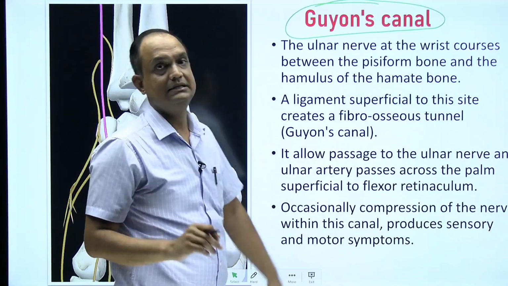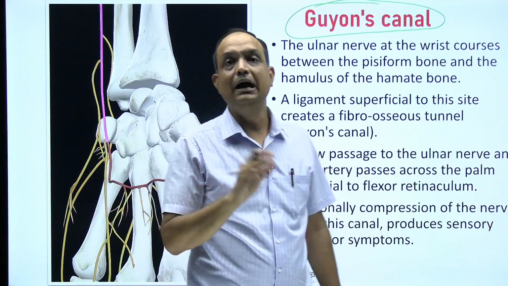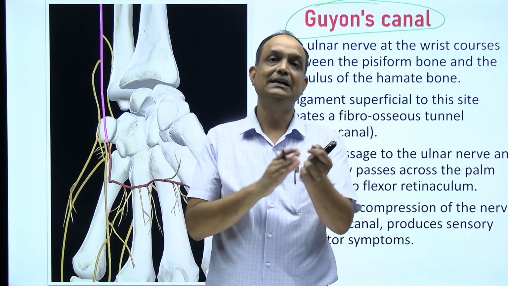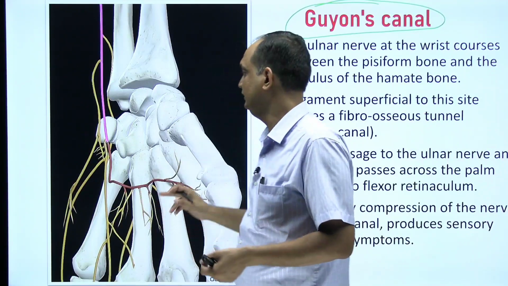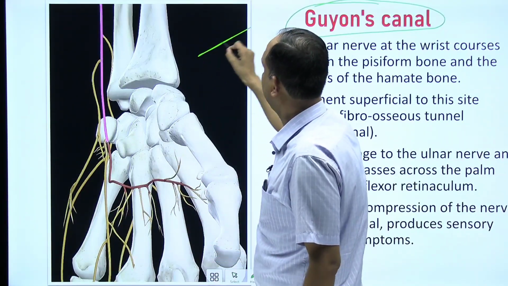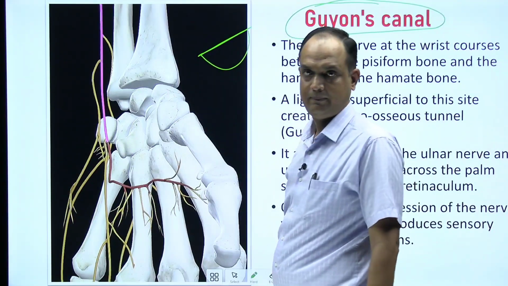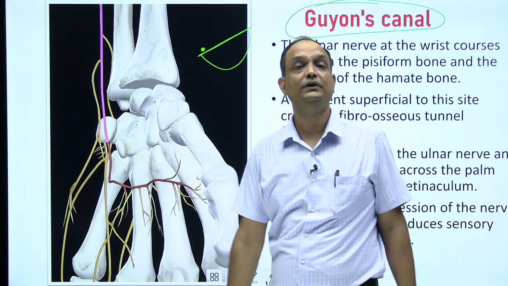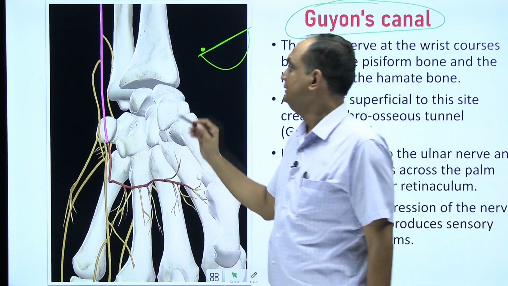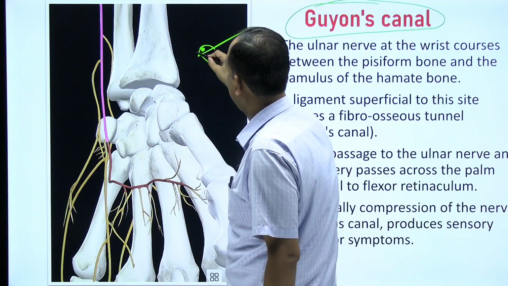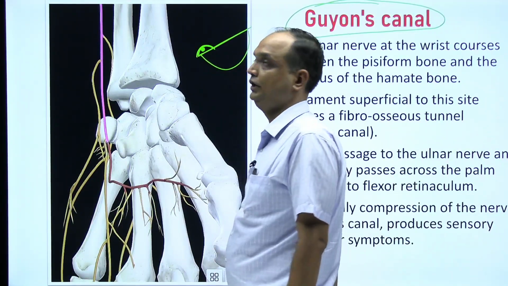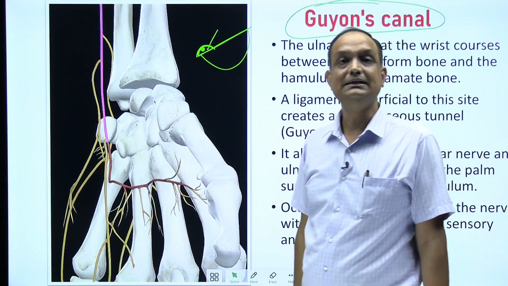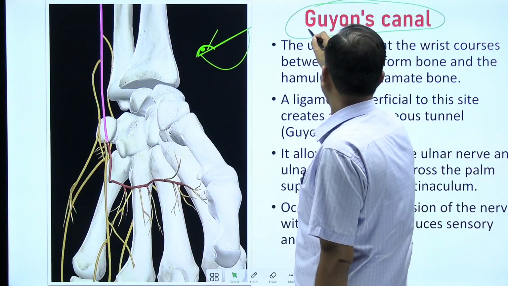This canal is nothing but a ligament, or a covering of the ulnar nerve, and that covering lies outside the flexor retinaculum. What does it mean? This is your flexor retinaculum and this is your carpal tunnel. On the medial side, you have the ulnar nerve, which is superficial to the retinaculum. But there is one more covering of a ligament, that is the ligament of the wrist joint, and a separate tunnel is formed near the wrist joint, and this separate tunnel is known as Guyon's canal.